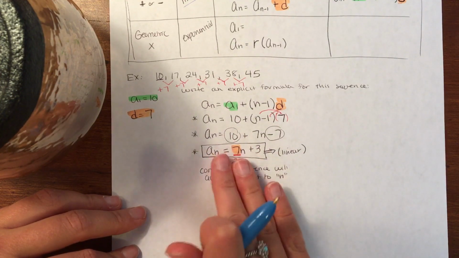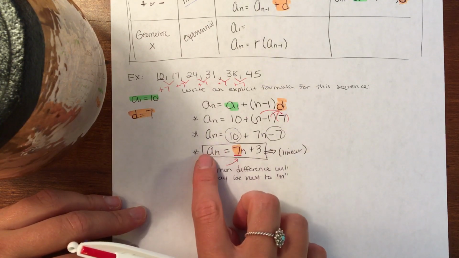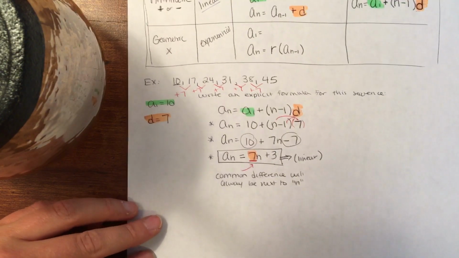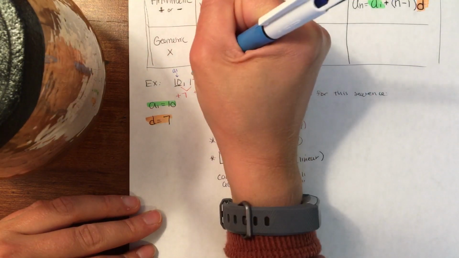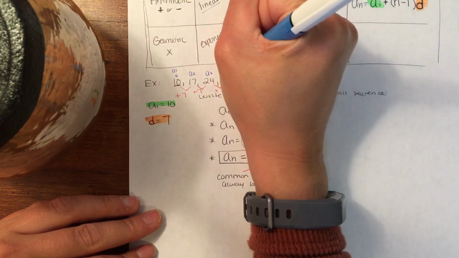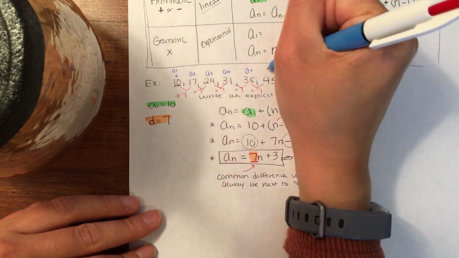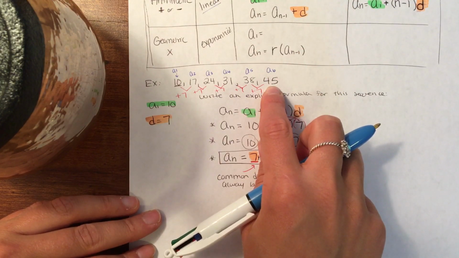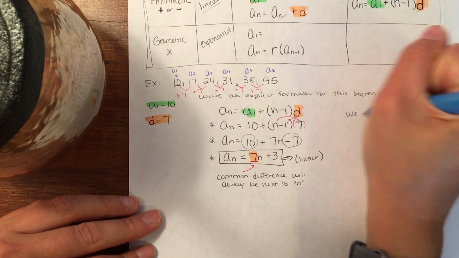And now I'm going to test it out, okay? I told you guys that with this formula you can find any number in the sequence. So what I mean by any number, if I'm looking at this sequence, this would be your A1. 17 is your A2. 24 is your A3. Your fourth number, A4, would be 34. Your fifth number in the sequence, A5, would be 38, and your sixth number in the sequence would be 45, okay?